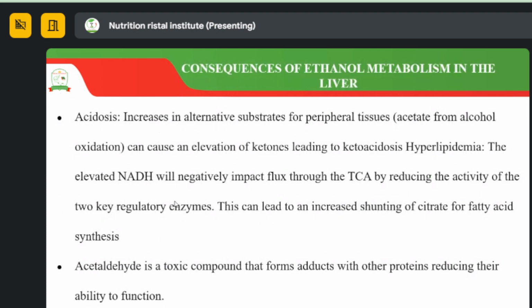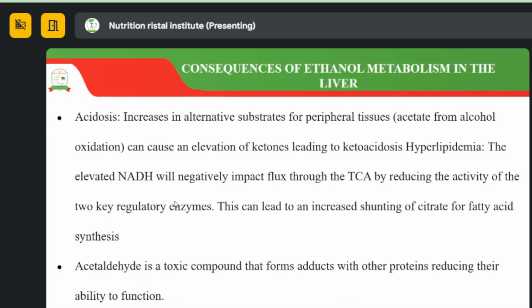Still under the consequences of ethanol, it can lead to acidosis. That is, acidosis is a case where you have a lot of acid in your blood. You have a low pH. Your blood has a very low pH. So there is an increase in alternative substrate for peripheral tissues. And once your body does not really utilize all this, you end up using other sources of energy. Ethanol metabolism increases alternative substrate for peripheral tissues, that is acetate from alcohol oxidation, and can cause an elevation of ketones in your body, leading to ketoacidosis, hyperlipidemia. This means here that you have a lot of ketones in your body, which reduces the pH of your body, your blood. So that simply means you have a low pH. Low pH means your blood is acidic.